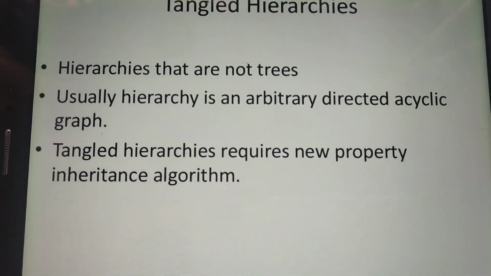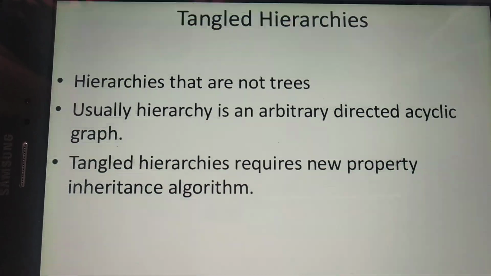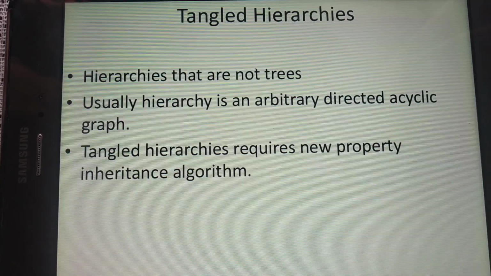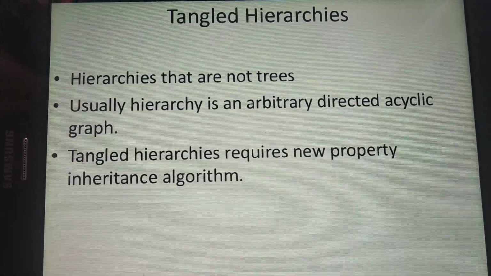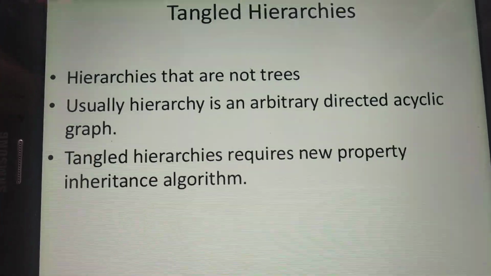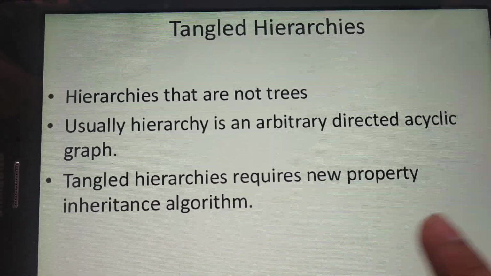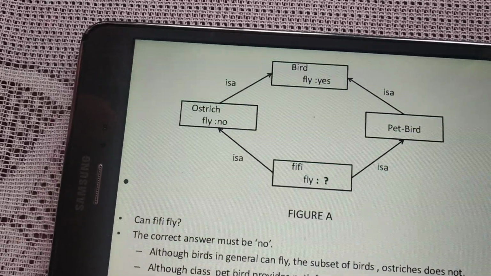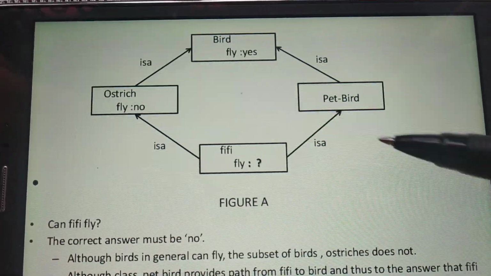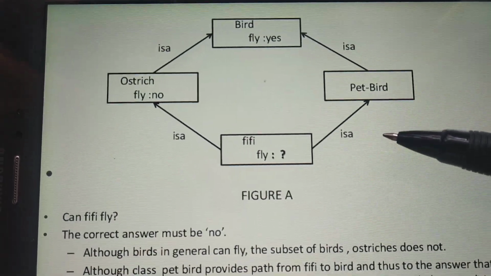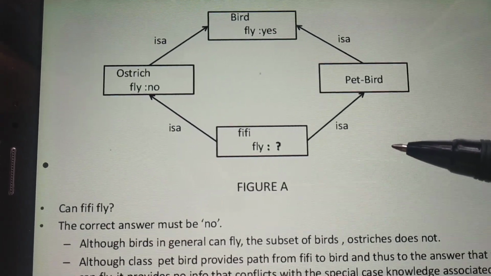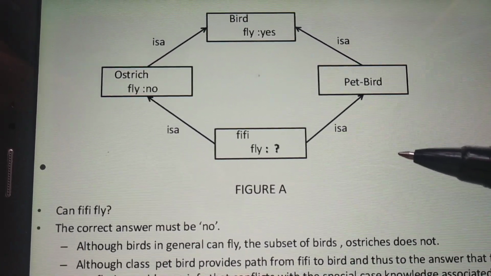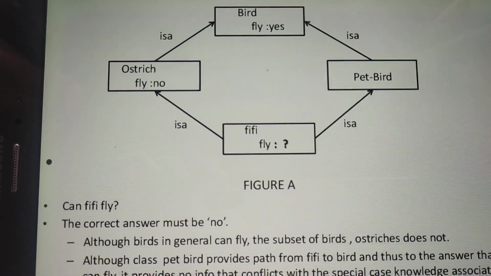Tangled hierarchies are very difficult to solve and require a new property inheritance algorithm. Okay, why? We will see. Before we take up the property inheritance algorithm, I would like to explain what exactly a tangled hierarchy is. Before I demonstrate this particular example, recollect the problem that multiple inheritance faces, and the necessity of virtual base class in C++.